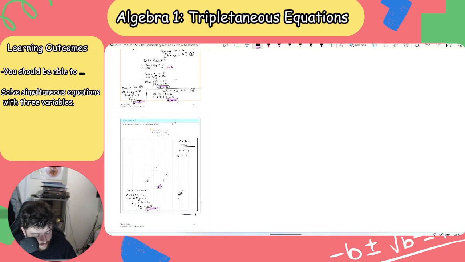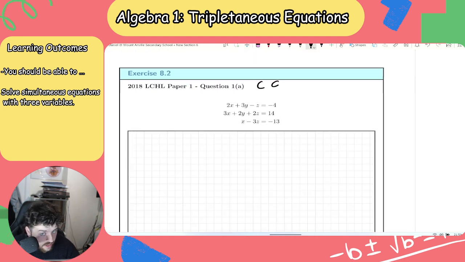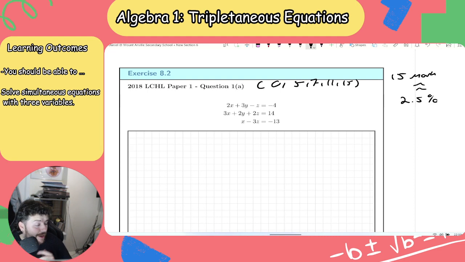Right. So, we are going to look at the 2018 paper. Paper 1, question 1. This question is worth 15 marks. The breakdown for this was 0, 5, 7, 11, 15. 15 marks is roughly equal to 2.5% of your entire leaving cert. So if you do this question, that's like 2.5%. That's basically a pass, okay? So let's try and get this question nailed.